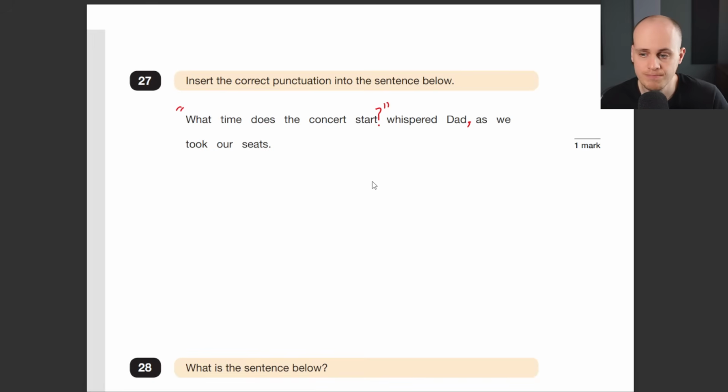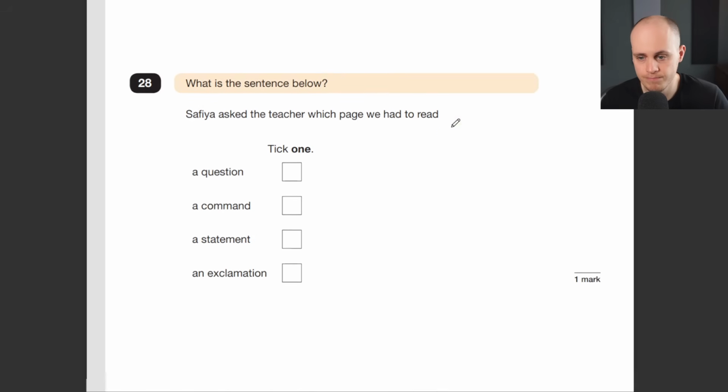So quite hard, those ones. You could argue it doesn't need a comma there. That's often what causes confusion on this question and causes people to doubt whether it's right or not.